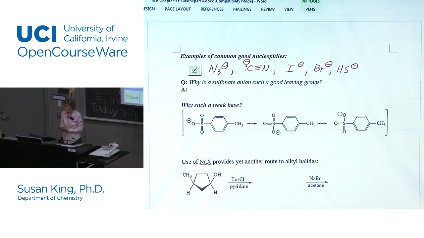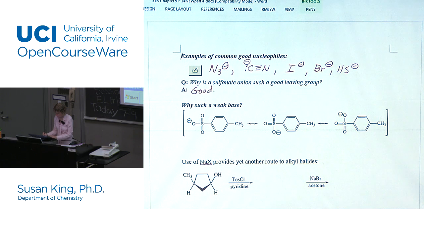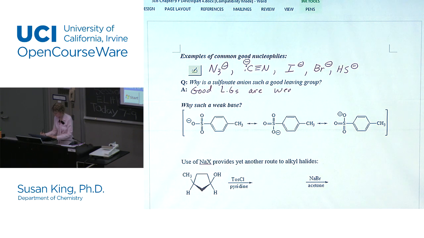All right, so why is the sulfonate anion such a good leaving group? Good leaving groups are weak bases, right? Good leaving groups are weak bases. What is the pKa of the conjugate acid? What's the conjugate acid? Tosic acid, TsOH, which we talked about at the beginning of this chapter, has a pKa of minus 2.8.